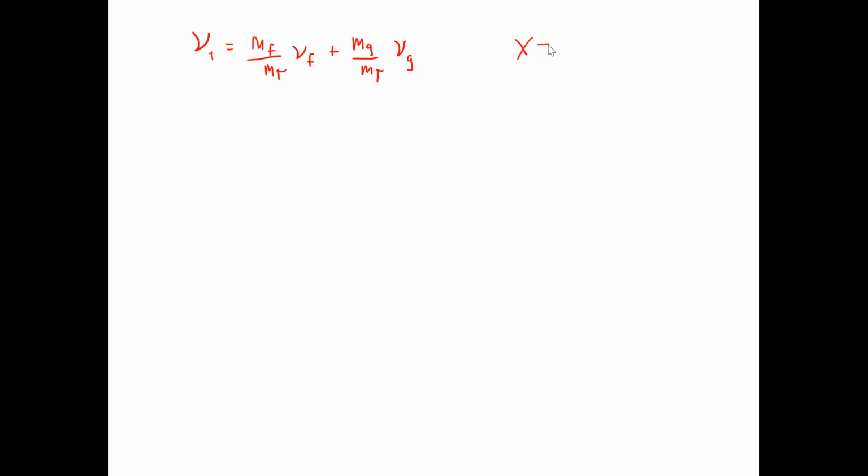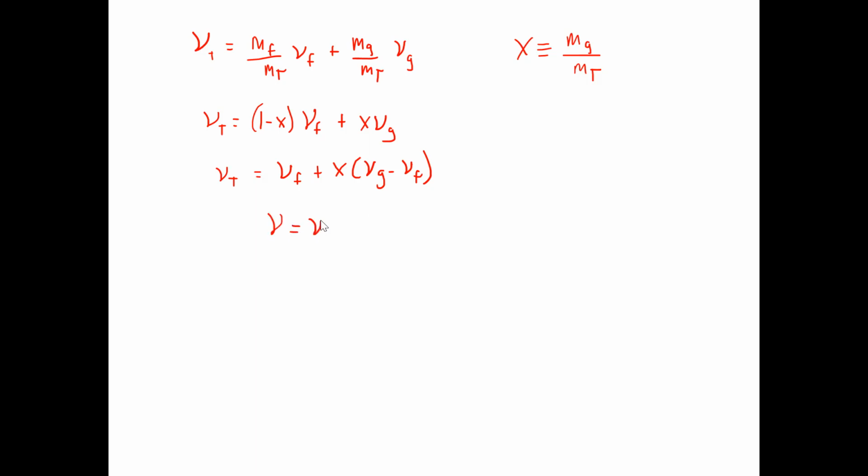Now, by definition, the triple equal sign here means by definition, quality is defined as mass of vapor over total mass. So I'm going to substitute that back into this equation. Mass of fluid over total mass would be 1 minus quality, and this would be quality. Let me rearrange this equation. This is just algebra. If I further simplify this, I get that my specific volume is equal to the specific volume of saturated fluid plus quality times the specific volume of vaporization.